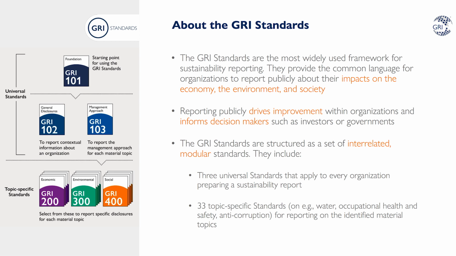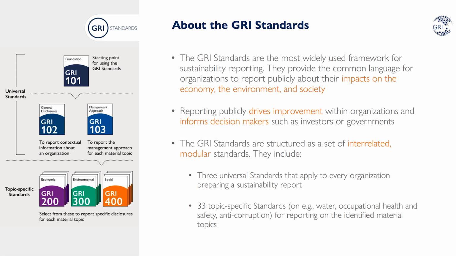Material topics are those that reflect the economic, environmental, and/or social impacts, and therefore the contributions, positive or negative, towards the goal of sustainable development. GRI 103 is designed to be used together with the library of topic-specific standards. The 33 topic-specific standards are designed to report specific information on a wide range of topics, including water, anti-corruption, and of course, occupational health and safety. Each organization can select from the topic-specific standards to report on their material topics.